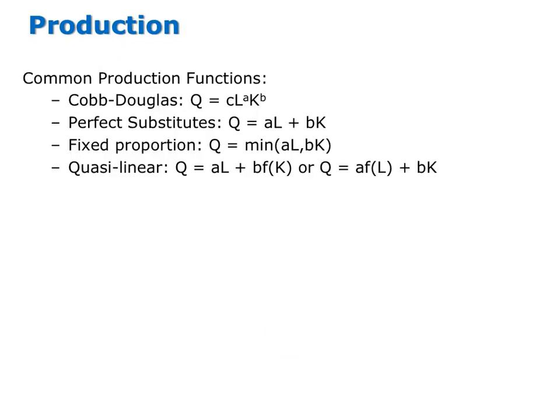In this class, we will use 4 common production functions: the Cobb-Douglas production function, perfect substitutes production functions, perfect complements production functions, which now are called fixed proportion, and the quasi-linear production function. These should look familiar because they are a lot like the utility functions we saw in consumer theory.